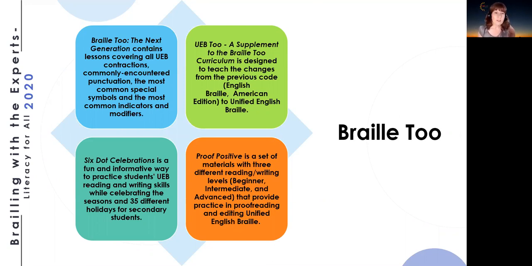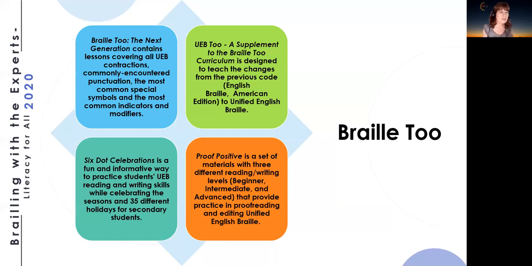So if you have a student that knows EBAE, English Braille, American Edition, and needs to learn UEB, I think most of the kids have transitioned to UEB at this point, but there may be a few of them out there, especially if they're coming in from somewhere else. Florida tends to be very transient and we get kids at all times. This one is good for kids that are fluent in EBAE and need to learn to use UEB.